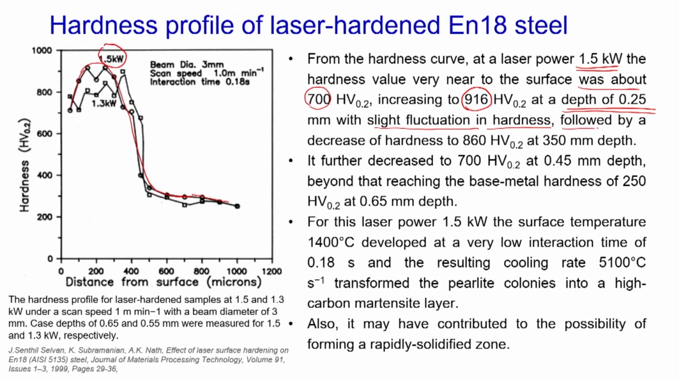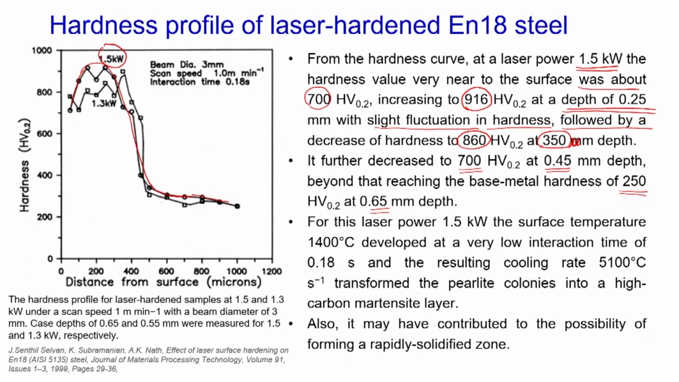However, when we increase the depth further, we notice that it decreased to about 860 HV value at 350 micrometer depth. When we increase the depth further to 450 micron, that is 0.45 mm, it was about 700, and beyond that it came down to 250 HV value for 650 micron.